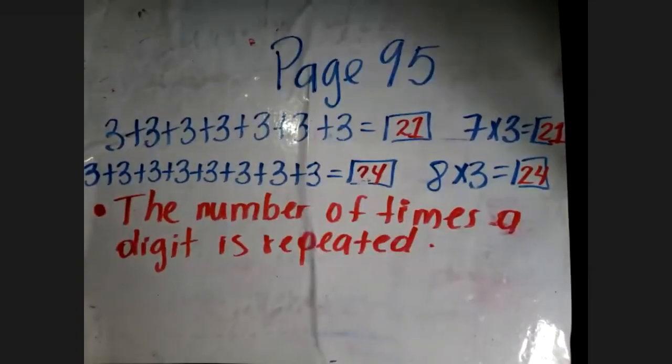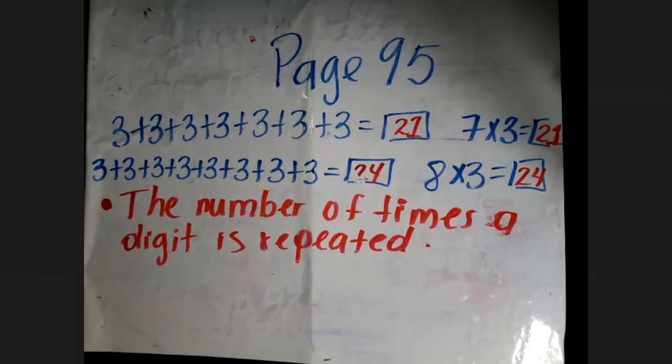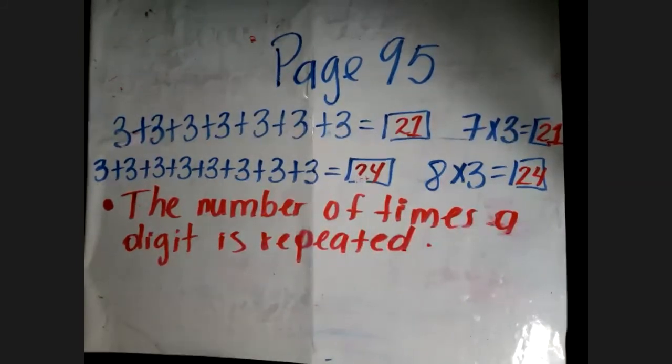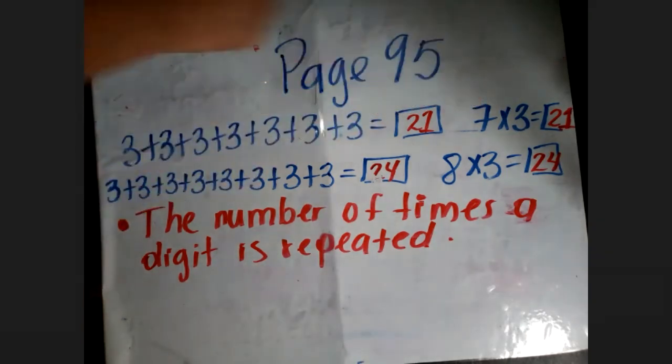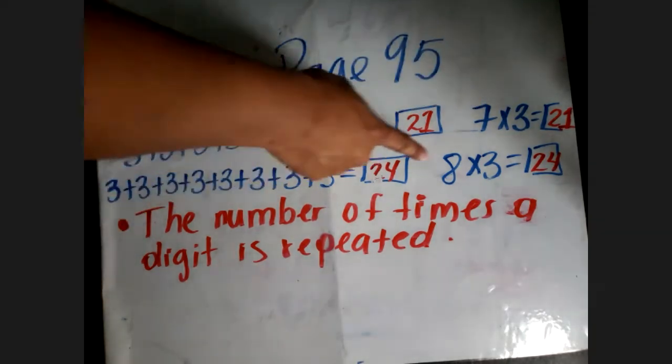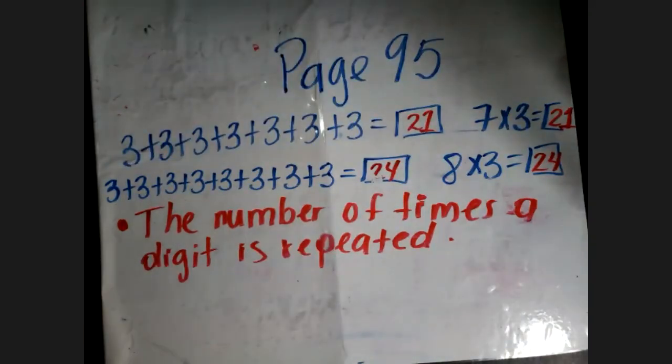¿Qué significa ese 7? El número de veces que ese número se repite, right? That's what it means. It means the number of times a number or a digit is repeated, right? So here it means that I repeated the number 7 times. Here it means that I repeated the number 8 times. That's what it means. The number of times a digit is repeated.